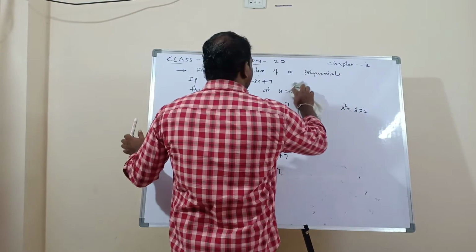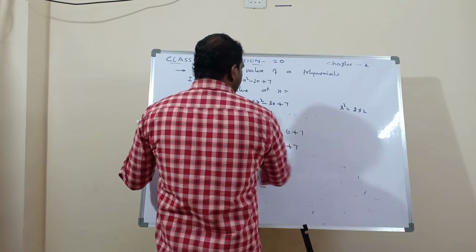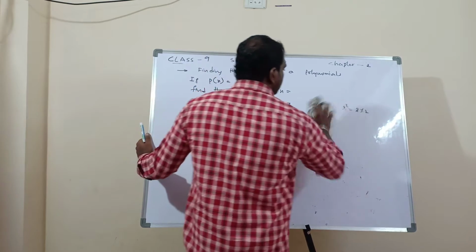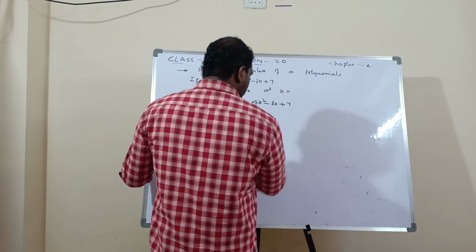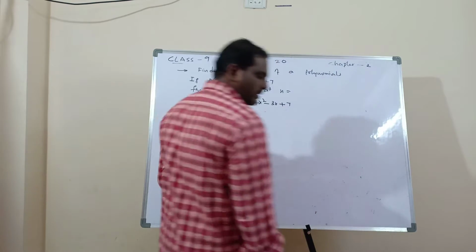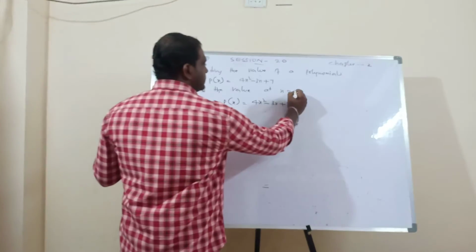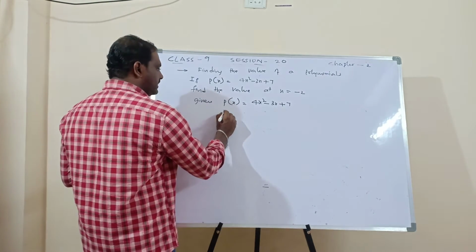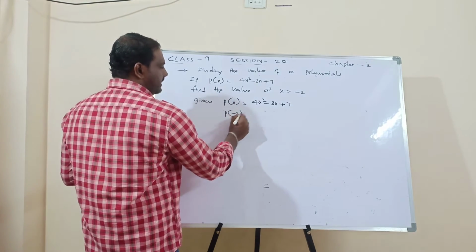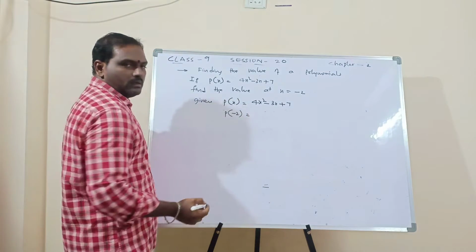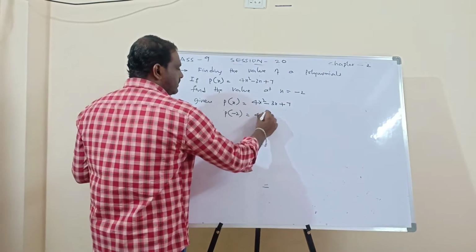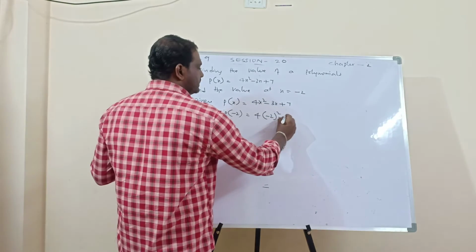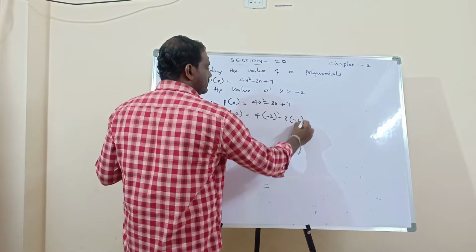Suppose we find the value of the given polynomial at x is equal to minus 2. When a minus value is given, let us see how to do it. X is equal to minus 2. What is the first step? Same method. Instead of x, I have to write minus 2. So 4 into minus 2 whole square minus 3 into minus 2 plus 7.